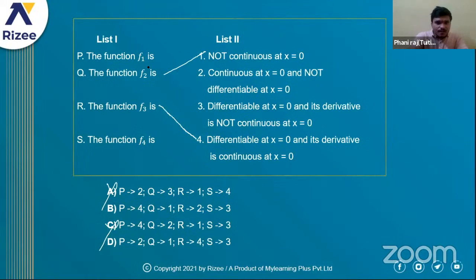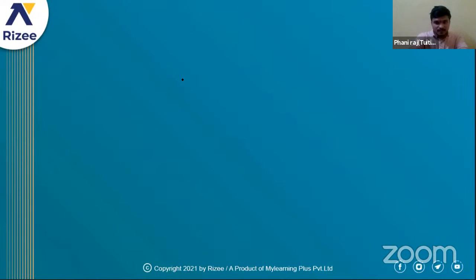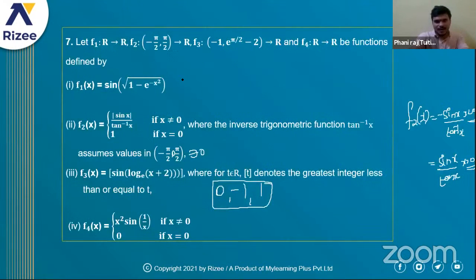B is 4 or 2. B is 2 or 4. First of all, that means we should check for the differentiability of that. Clearly it's continuous. If it's continuous, then which option is there? Oh, both of them are continuous.